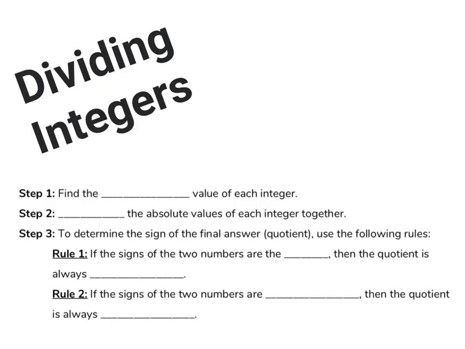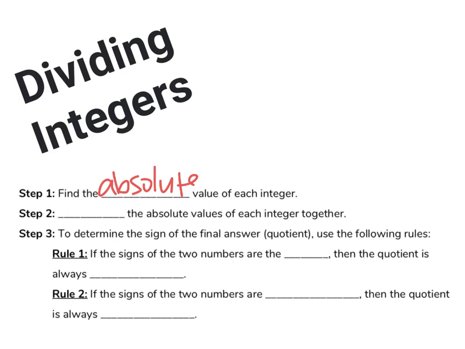This video is going to walk you through dividing integers. The steps are very similar to multiplying integers, except again, we are looking at the idea of dividing. If we take a look at our steps, you will see, similar to step 1 for multiplying, the first thing we're going to do is find the absolute value for each integer.